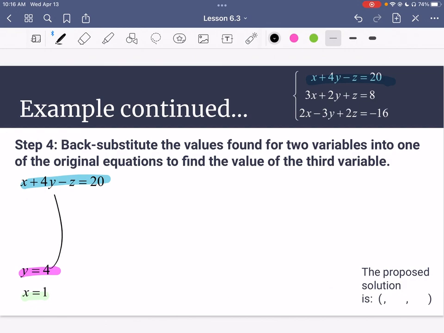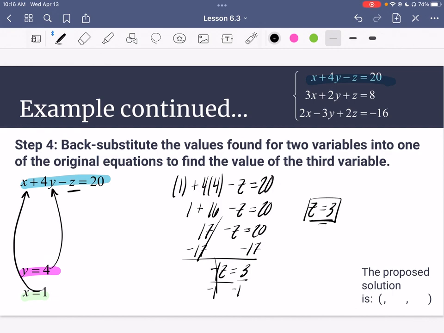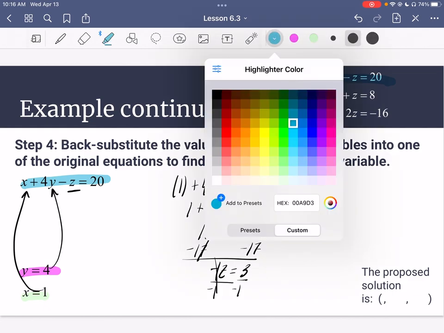So we're going to plug in 4 for y, 1 for x, and then that way we can solve for z. So I get 1 plus 4 times 4 minus z equals 20. This becomes 1 plus 16, and that becomes 17. So subtract 17 from both sides. I get negative z equals 3, and negative z is the same thing as having a negative 1 out in front of that z. So I can divide both sides by negative 1, and I get z equals 3, which is my third variable.